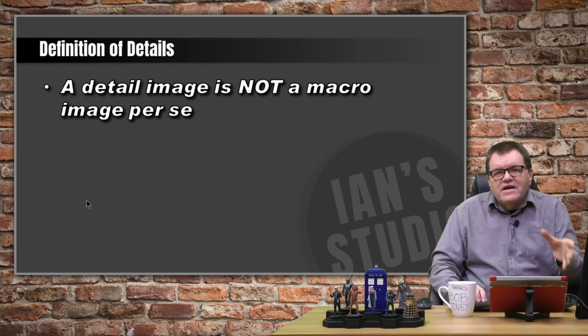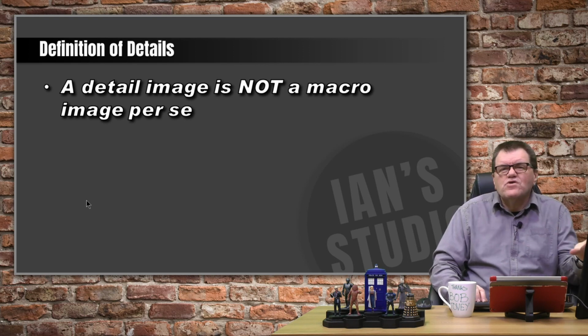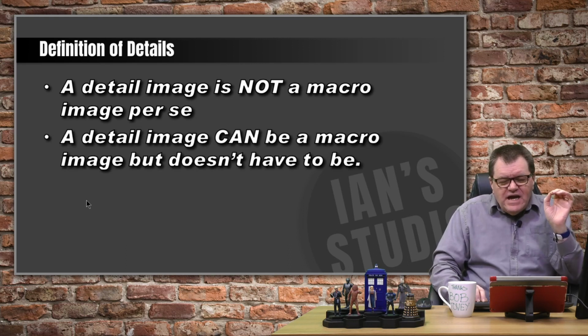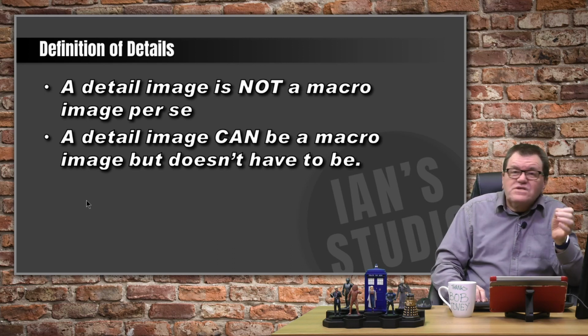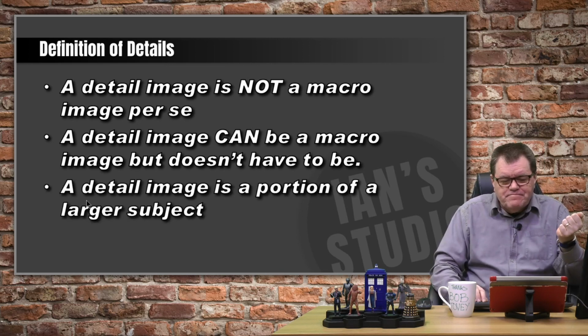A detail image is not a macro image per se. So don't get confused by thinking, oh, talking details, we're talking macro. We're not. A detail image can be a macro image, but it doesn't have to be. And a lot of the time it isn't. As you'll see with the examples that I show, they're definitely not macro shots.